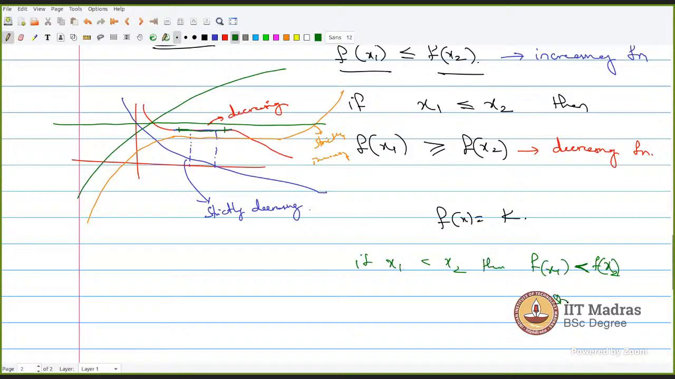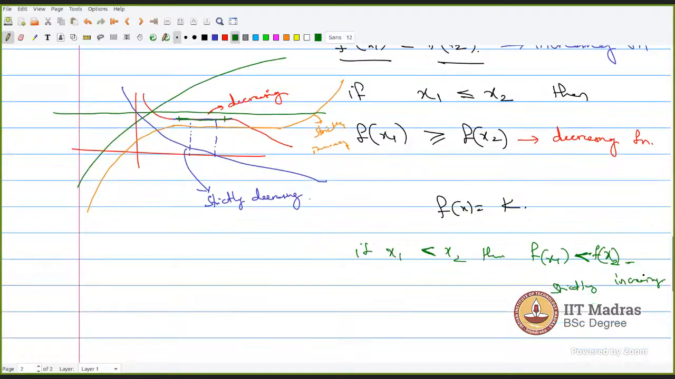So this is for strictly increasing. If it is the same inequality, it will be increasing. If it is the opposite inequality sign, it will be decreasing. For a constant function, this condition will fail. So a constant function is not strictly increasing, but a constant function is an increasing function.